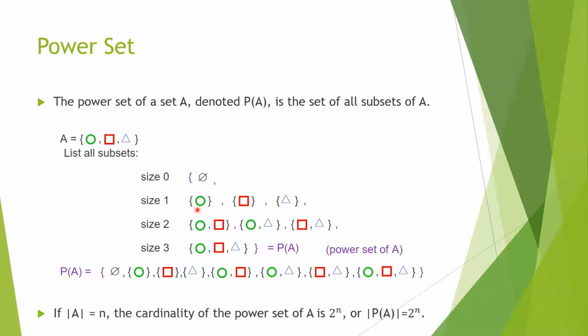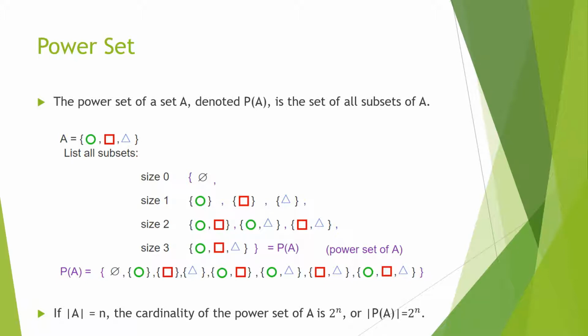The subsets with size 1 in A would be either a set including only a circle, or a set including only a square, or a set including only a triangle. Then we take care of the subsets of size 2: a circle and a square, a circle and a triangle, and a square and a triangle. And finally, we write the only set of size 3, which is the set A itself, which contains a square, a triangle, and a circle.